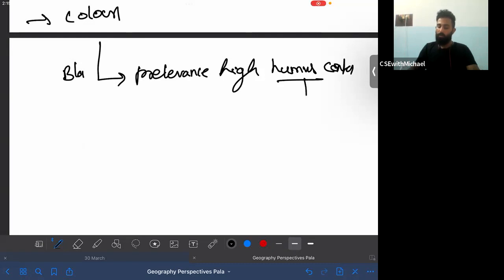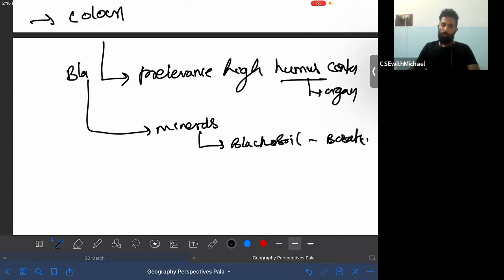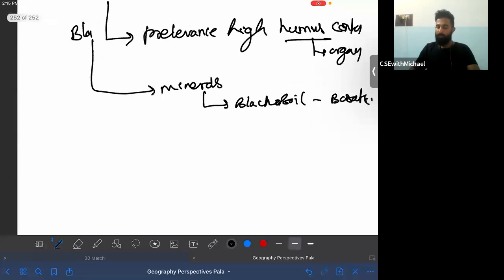Humus means organic materials, plants, dead animals. Okay, something like that, or maybe it could be because of the presence of some peculiar minerals. Say minerals. Take the case of black soil. It's because it's a basaltic soil in the black soil region of India. So normally speaking, black color is a reflection of high humus content.